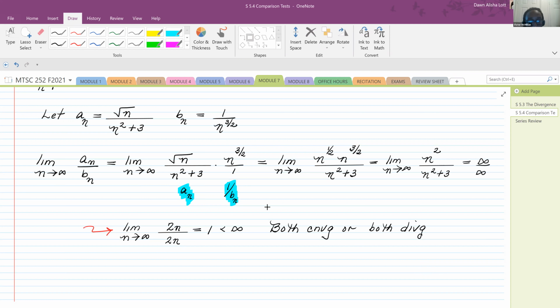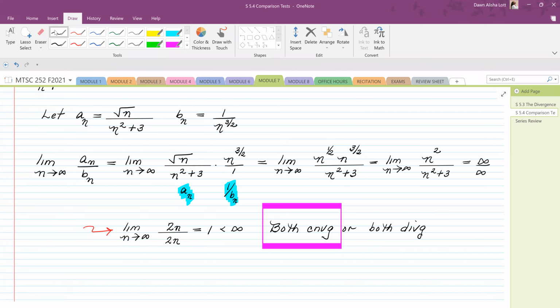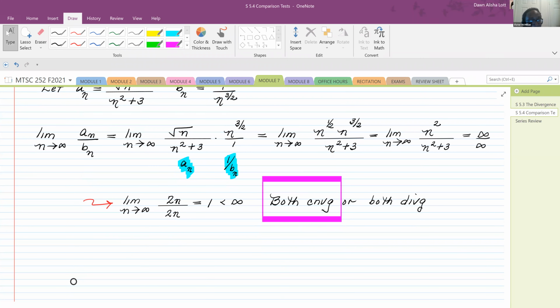I was thinking it's because the limit was a finite number, and they both converge. Okay, Victor, why do you say they both converge? I was saying that since the limit that we take from the test was a finite number, less than infinity, I thought that the values would actually converge.